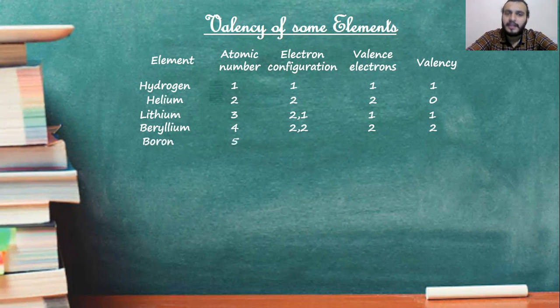Then boron, atomic number 5, electronic configuration 2, 3, valence electrons 3. Similarly to lithium and beryllium, even boron donates 3 electrons and becomes stable. So valency is 3.